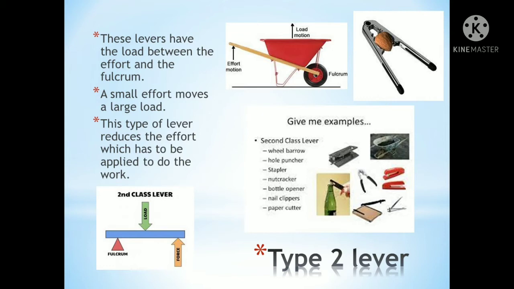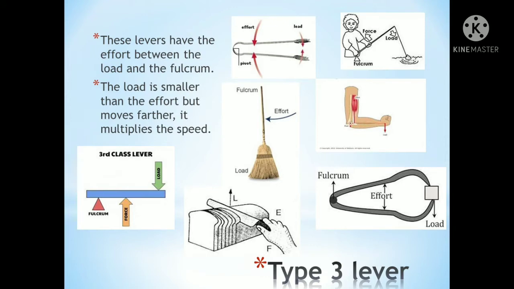Next we'll talk about the type 3 levers. These levers have the effort between. Here effort is between. In type 2 the load was between, in type 1 the fulcrum was between. Here effort is between, meaning we will apply the force in the middle, and then the load and fulcrum are at the ends. The first one you can see is the tongs, sugar tongs or fire tongs.